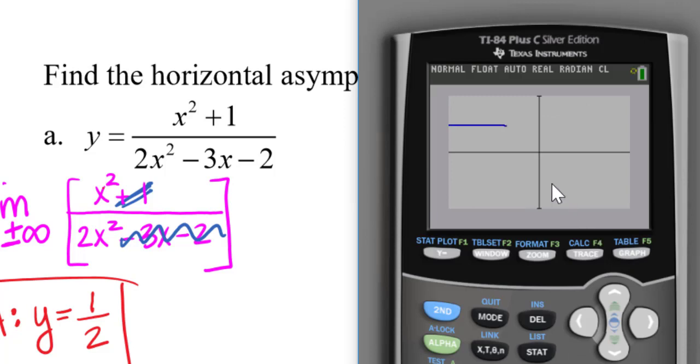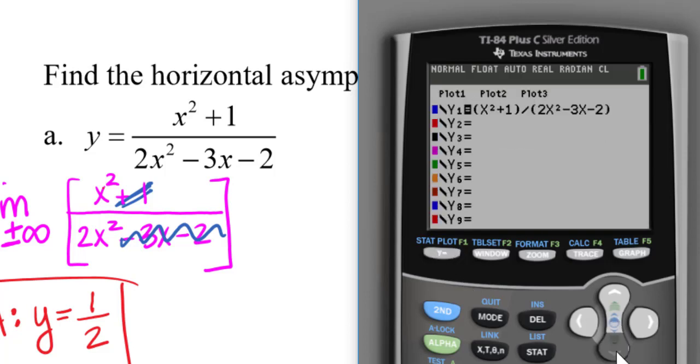And if I graph it, again, my window probably looks different than yours because I believe I only went from a y value of -1 to +1. And what I can see is that, yep, my left and my right end behaviors are exactly the same. It looks like I'm leveling off at the same value.